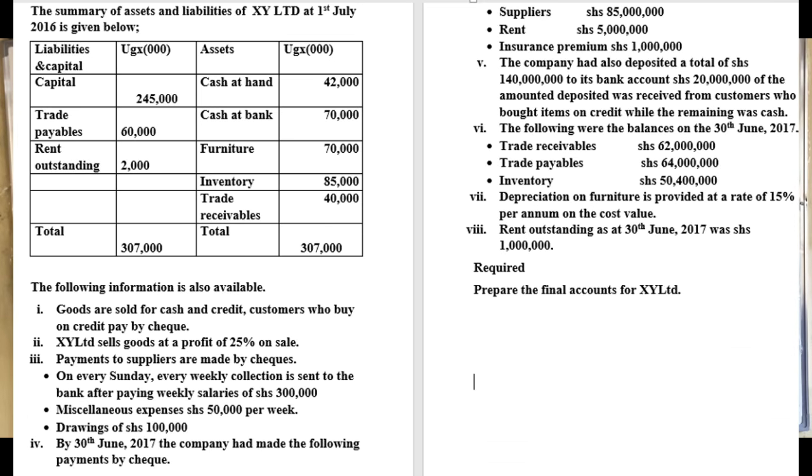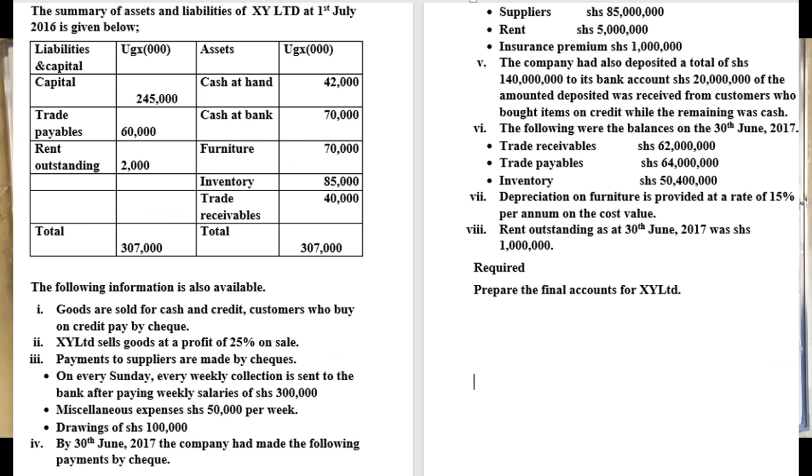Then, the following information is also available. Goods are sold for cash and credit. Customers who buy on credit pay by check. Then they've told us that XY Limited sells goods at a profit of 25% on sales. Payments to suppliers are made by checks. On every Sunday, every weekly collection is sent to the bank after paying out weekly salaries of 300,000. Miscellaneous expenses 50,000 per week, and then drawings of 100,000 per week.